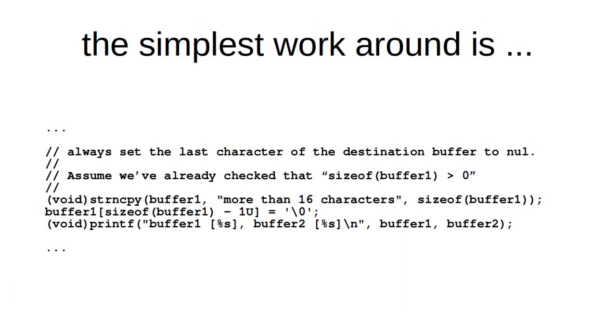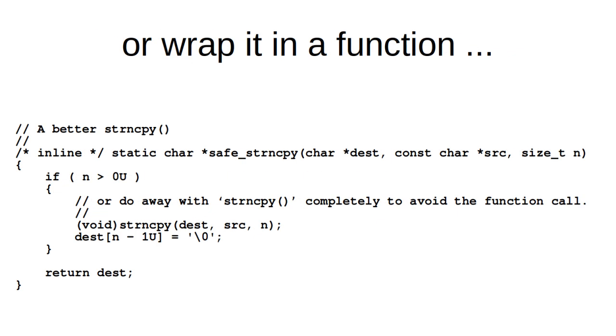The simplest workaround to use strncpy safely is to always assign a null character to the last byte of dest, buffer 1 in our example. Or it can be wrapped within a function, like here. An example like this can be found in the man page. Safe strncpy returns dest, as the standard function does.